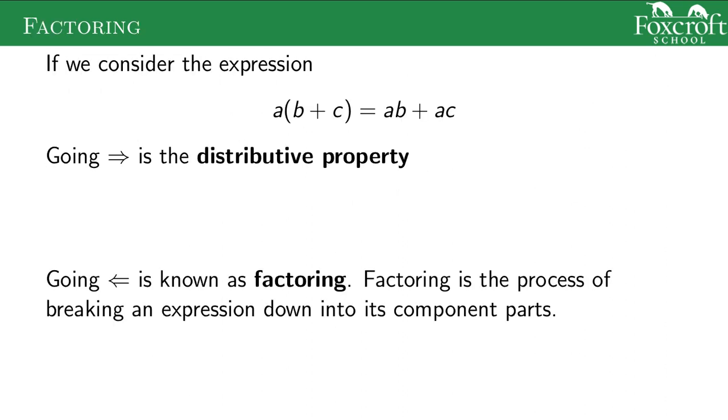So what does factoring mean? We learned about the distributive property already. When we distribute this in, going with this equal sign going this way, when we take this A and multiply both, that's called distribution, or using the distributive property. When we go the other way, now we're taking this A and pulling it out and leaving behind the B plus C. This is known as factoring. So distribution is bringing things together, and factoring is separating them out.